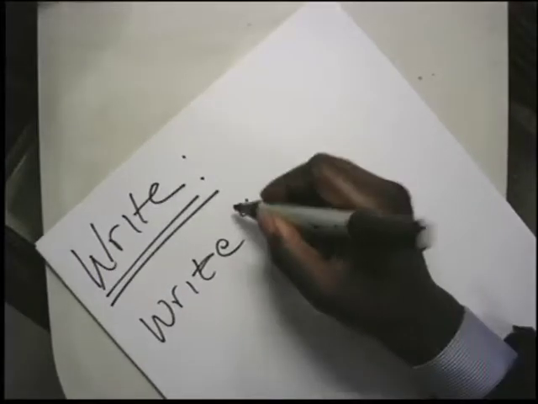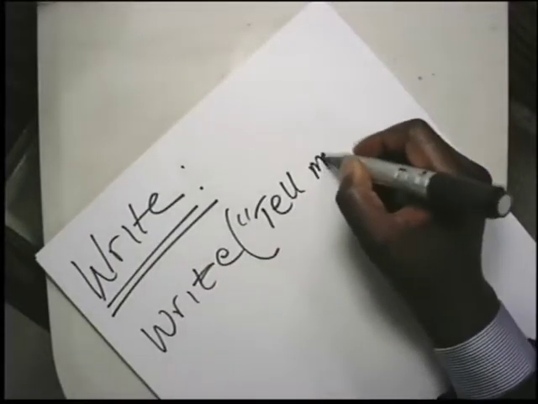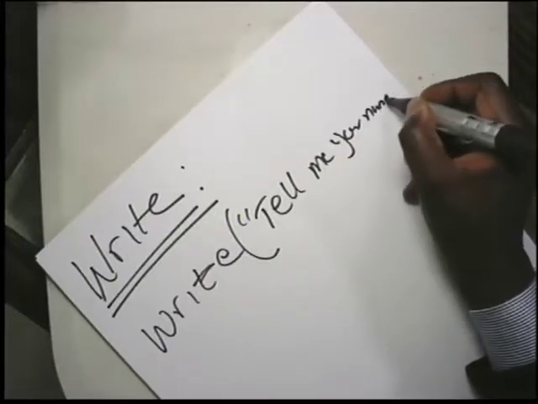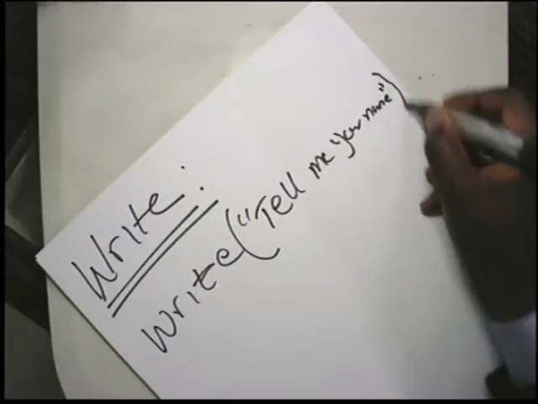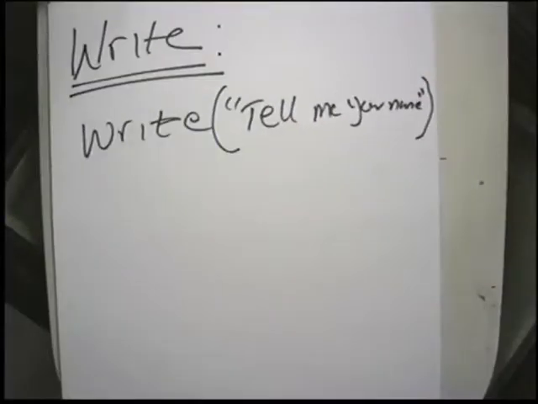So if, for example, I say write, then I say, tell me your name. Tell me your name. Do you know what the computer is going to do? On the screen, when this program is executed, it will just write on the screen, tell me your name. Then the computer expects you to type the name.